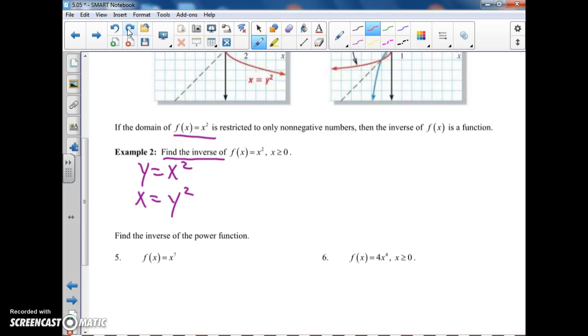Now you got to get y by itself. What would you do? Square root it. You're going to square root both of these, like this. And you're going to get what? y equals square root of x. You got it. There you go. And that's the inverse right there.